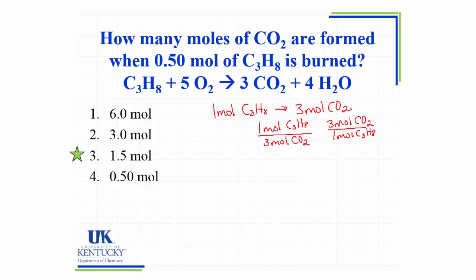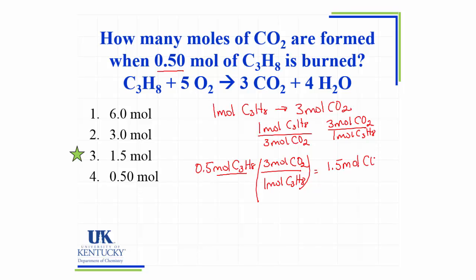Both of them give us the same information. It really depends on what information we're starting with to determine which version we're going to use. So here we're given a half a mole of C3H8, and we're asked to figure out how many moles of CO2 are formed. Because I have moles of C3H8 in the numerator, I know that I need that in the denominator for my relationship. So I have 1 mole of C3H8 and 3 moles of CO2. So when I do the calculation, I find that I have 1.5 moles of CO2 formed.